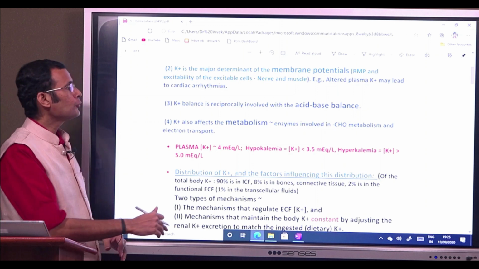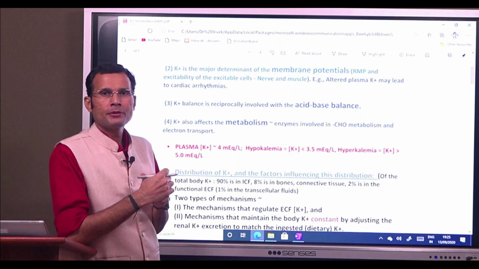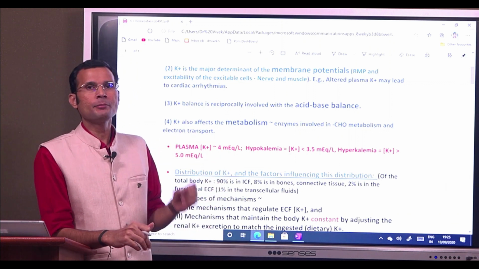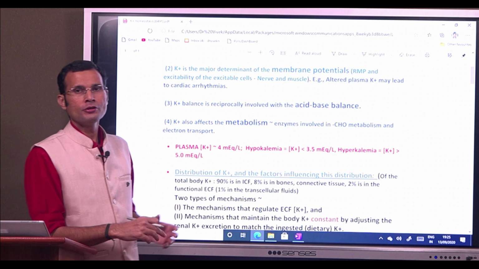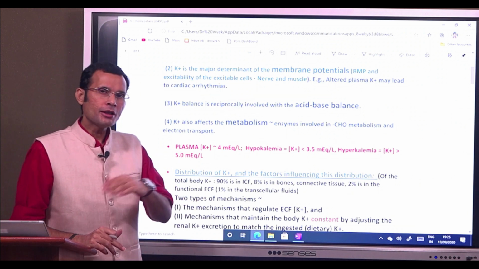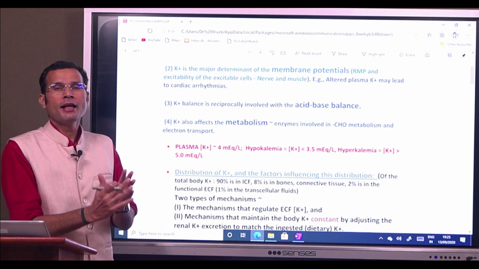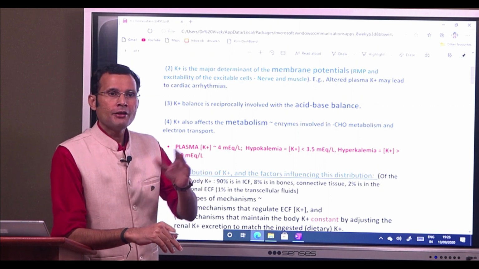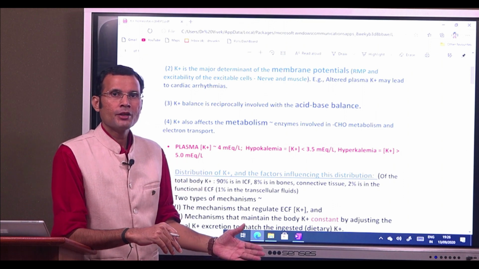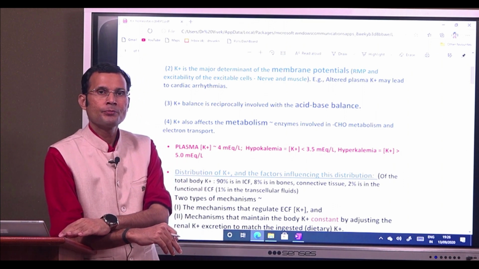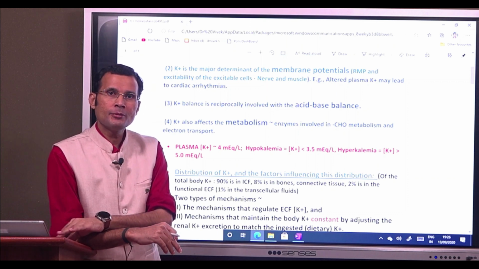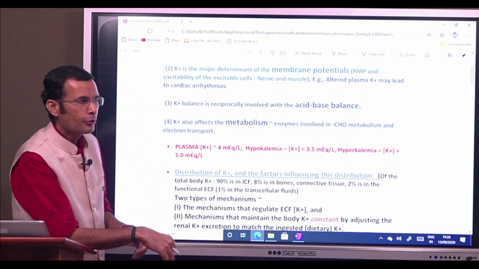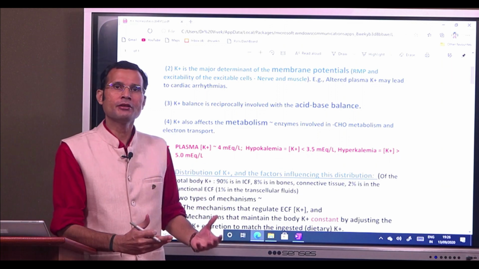Another reason why we need to regulate the potassium is that potassium balance is reciprocally involved with acid-base balance. We will see how later on, but it is reciprocally connected with the acid-base balance. I mean to say that if there is acid-base disturbance, it will disturb the plasma potassium levels, and if the plasma potassium levels are disturbed, it may disturb the acid-base status of the body fluids. So reciprocally involved.